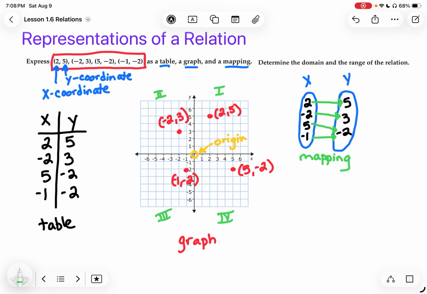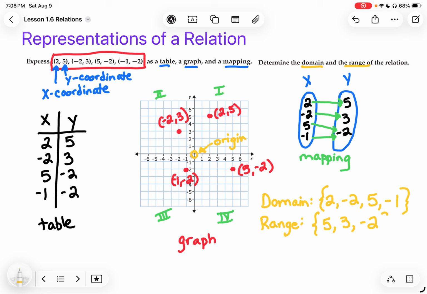And then the last thing that we're asked to do here is to identify the domain and the range. And a domain, very simply, is the set of all the values of the x coordinates. So that was 2, negative 2, 5, and negative 1. There's our domain. And the range is process of elimination. All of the values are y coordinates. And just like with our mapping, we do not write the negative 2 twice because it only needs to occur one time. It happens two times, but we only write it once in the range.